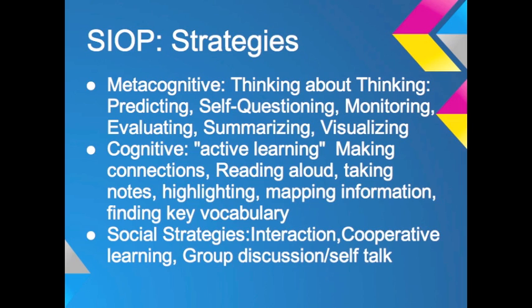Okay, SIOP strategies. There are metacognitive strategies, cognitive, and social strategies. Metacognitive is thinking about thinking, predicting, self-questioning, monitoring, evaluating. Cognitive is the active learning, making these connections, reading aloud, taking notes, highlighting, mapping information. And social strategies are the interaction, the cooperative learning, group discussion, and self-talk. And each of these are very important to incorporate into the classroom.